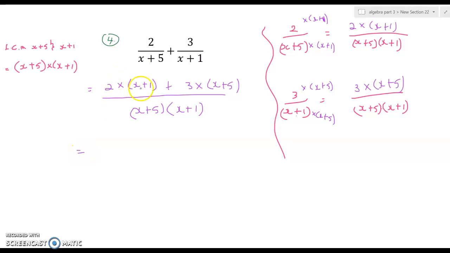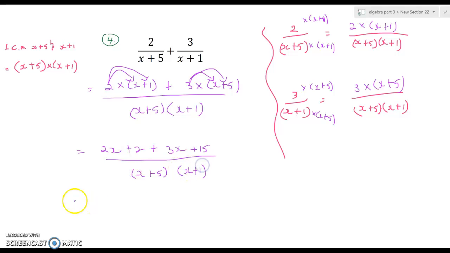And now from here, let's just expand the brackets at the top, right? So 2 by x is 2x. 2 by 1 is 2. Everything is plus here, so everything will be plus, right? 3 by x is 3x. And then 3 by the 5 will be plus 15. And all this is over my denominator.